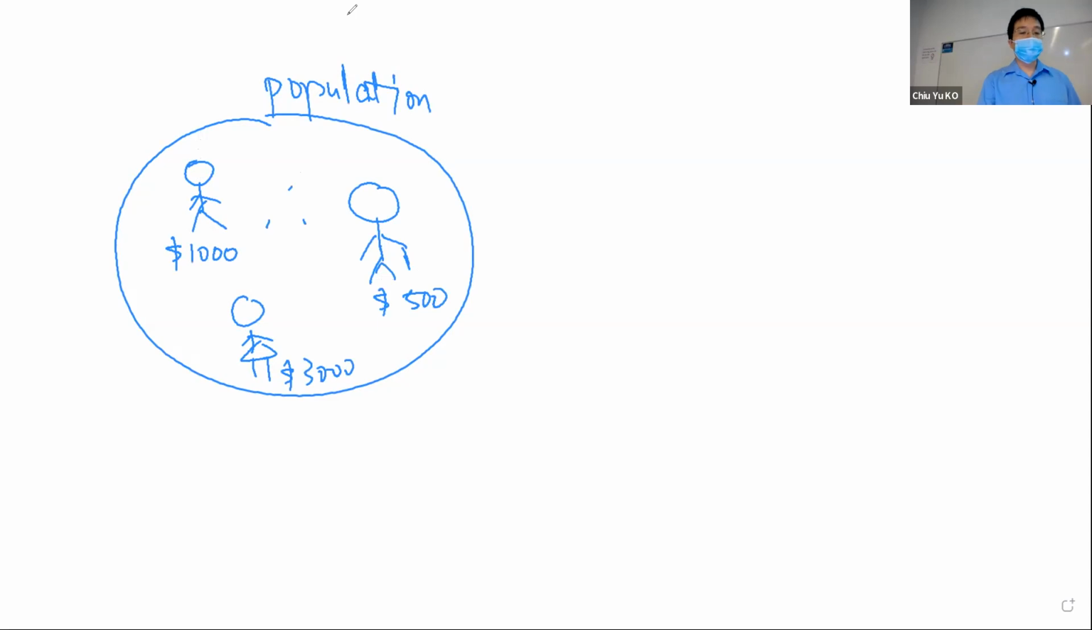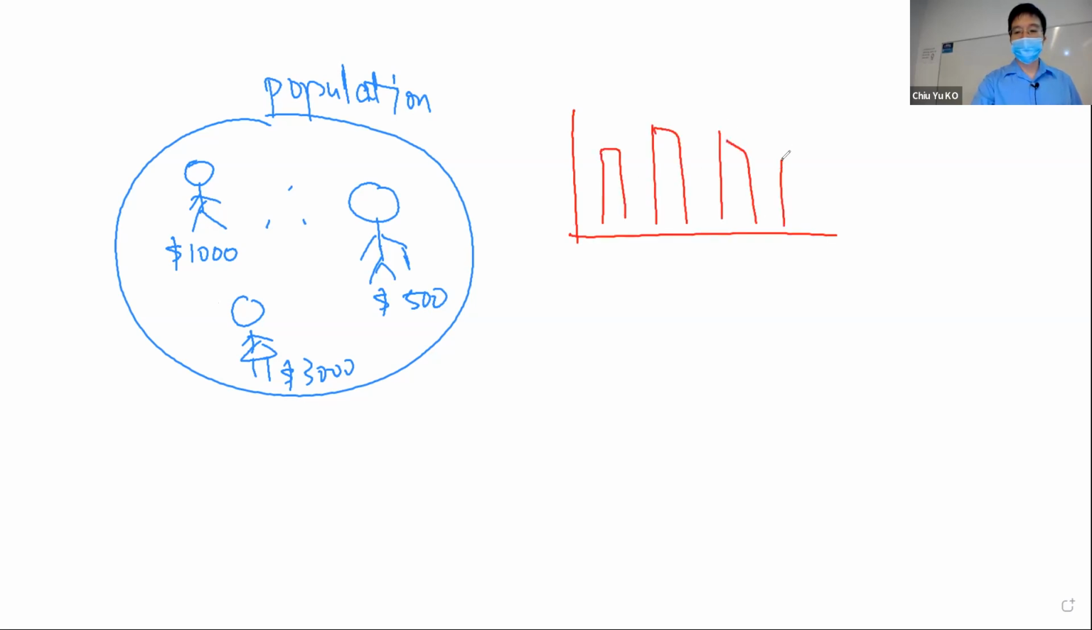And of course, if you know every single man or woman in this society, you can have a bar graph of how much they make, or you can actually draw a polygon. And there's no probability here. You just plot the data.